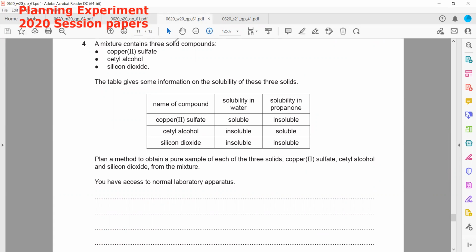Another question: a mixture contains 3 solid compounds. We have copper 2 sulfate, we have cetyl alcohol, we have silicon dioxide. The table gives some information about the solubilities of these substances in water as well as in propanol. Propanol is also a solvent, a liquid which can be used to dissolve different organic substances.